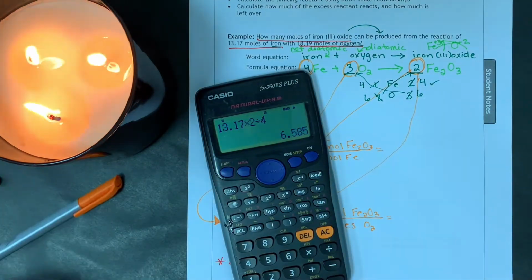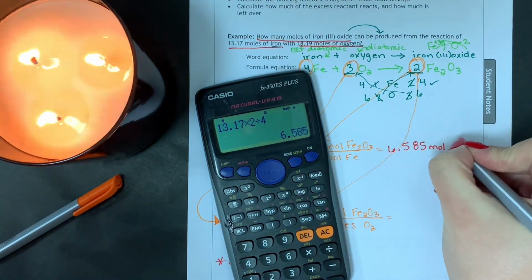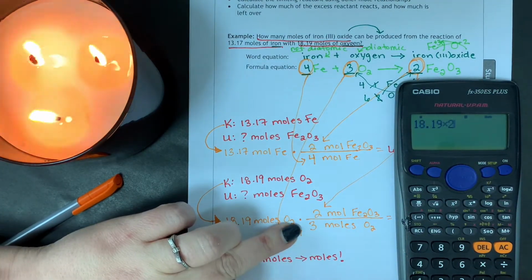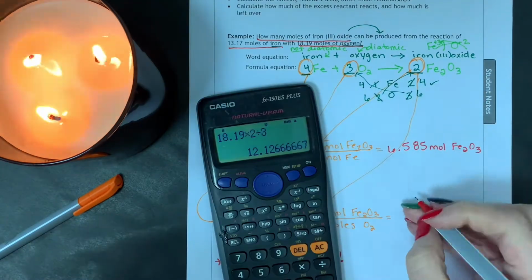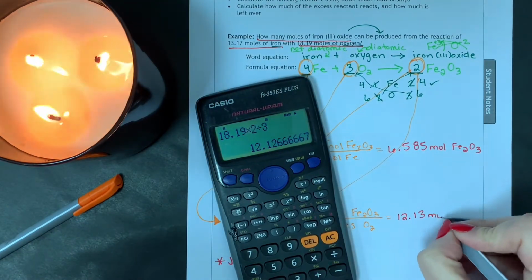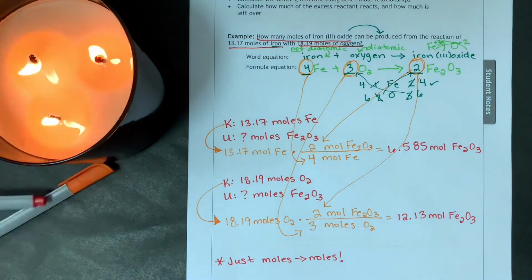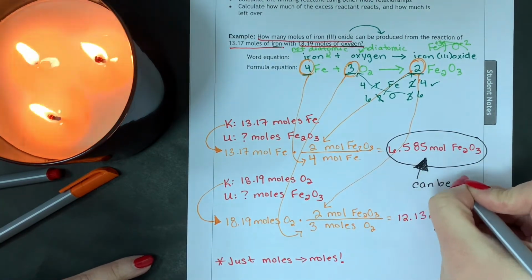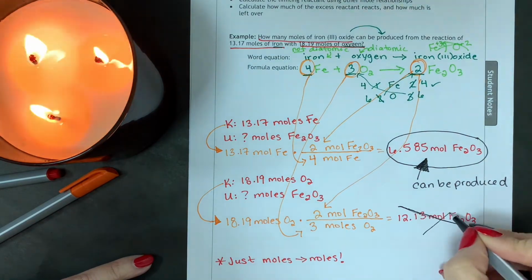And now we're just going to calculate them to see which one will be the limiting reactant and which one will be in excess. The one that is the limiting reactant will be the one that theoretically produces the least amount. In this case, it's iron. The least amount produced, or the amount that will actually be produced, will be 6.585.